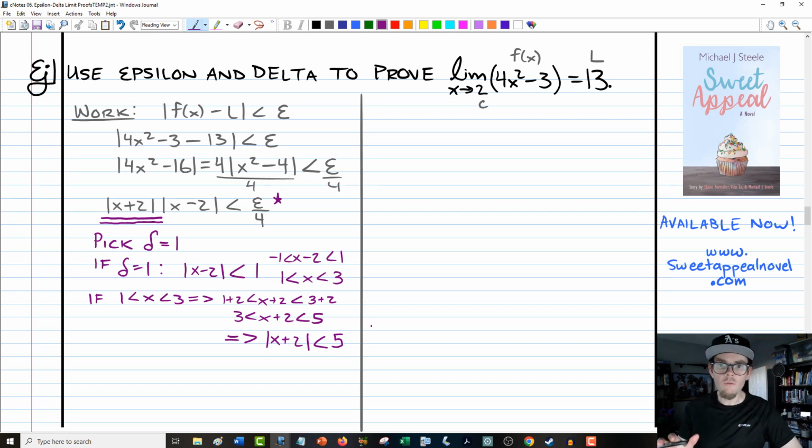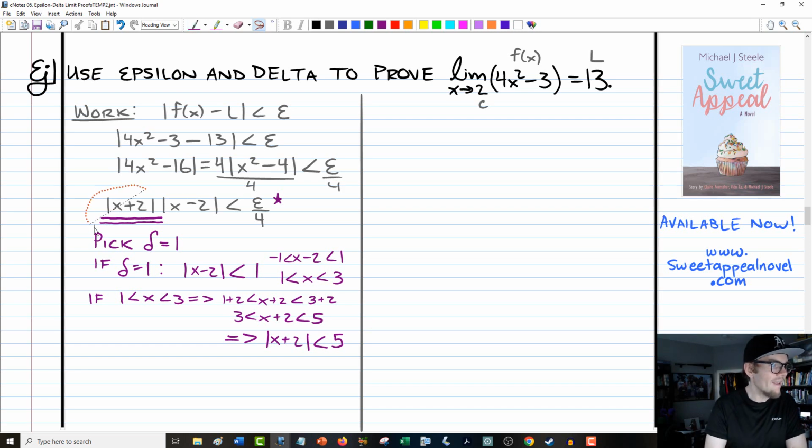If you're like, wait, what happened to the 3? Well, the 3 is smaller. So we just know for sure that x plus 2 is always going to be less than 5. That just has to be true based on what we always had. So therefore, we have found a way to bound that extra factor that's sitting over in our work.